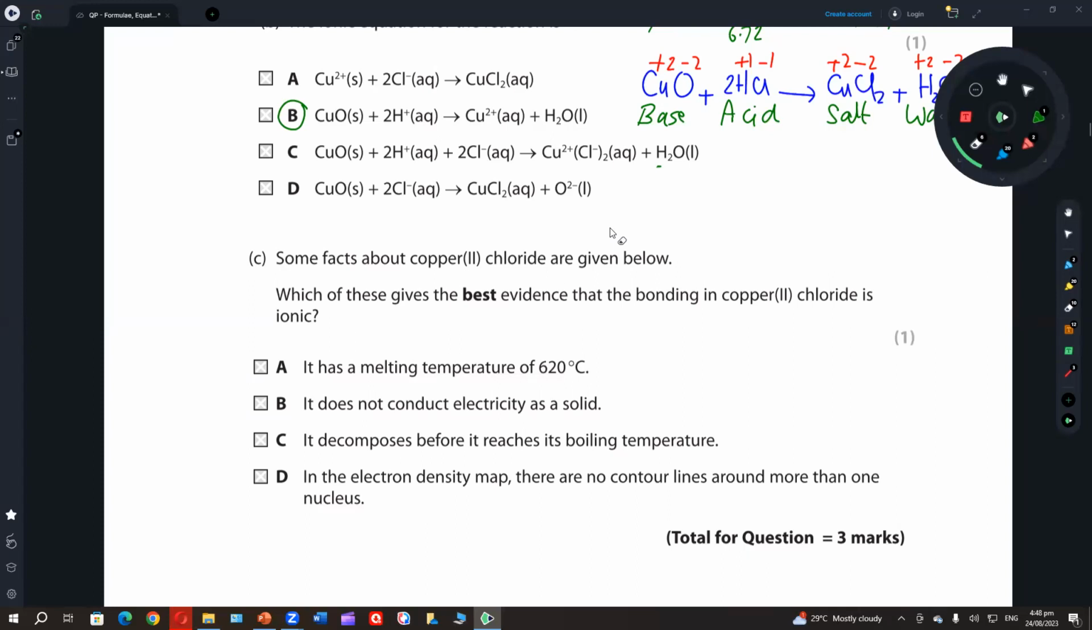These all are right, actually. It has a melting point around 620. That's right. It does not conduct electricity. That's also right. It decomposes before it reaches its boiling temperature. This is also right. Interestingly, all the options are nearly correct. But he says which of them gives the best evidence that the bonding in copper 2 chloride is ionic. Ionic bond, you have to revise that.